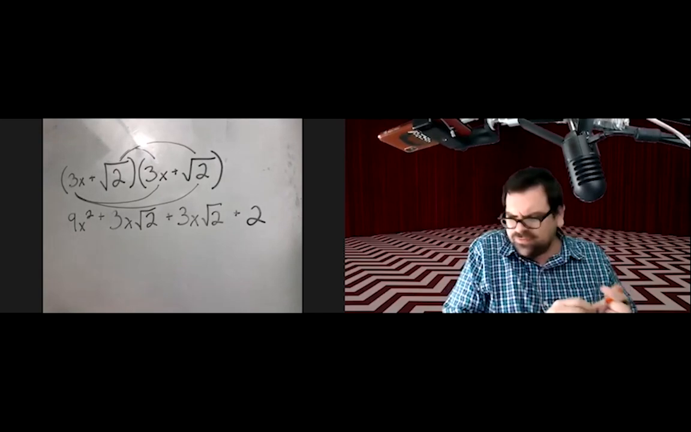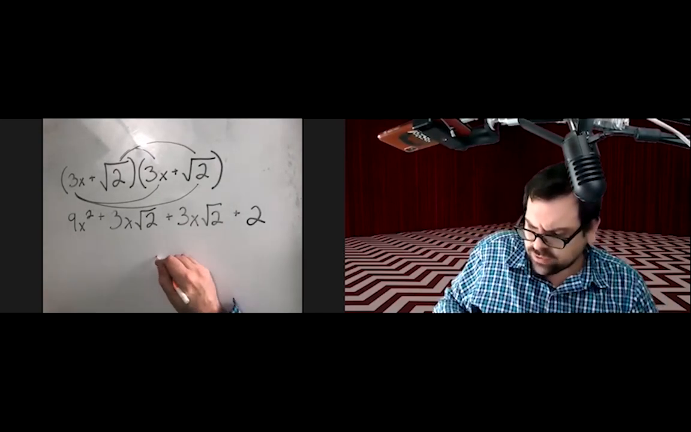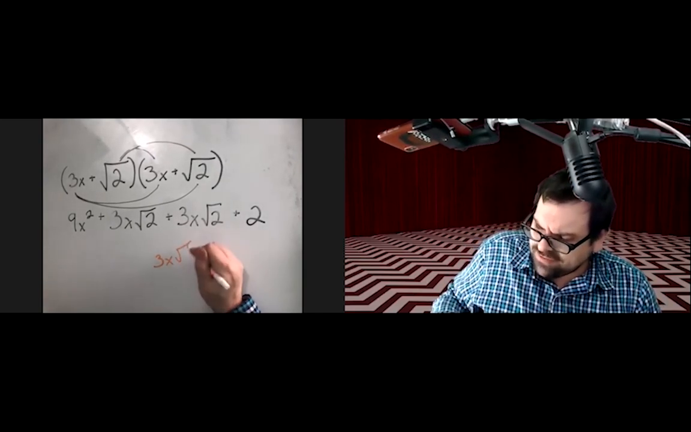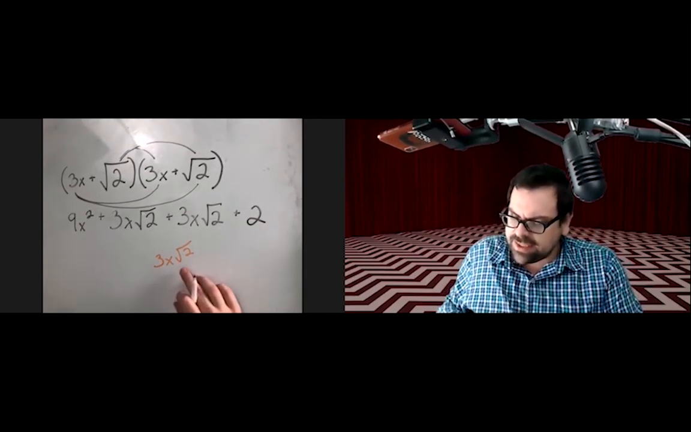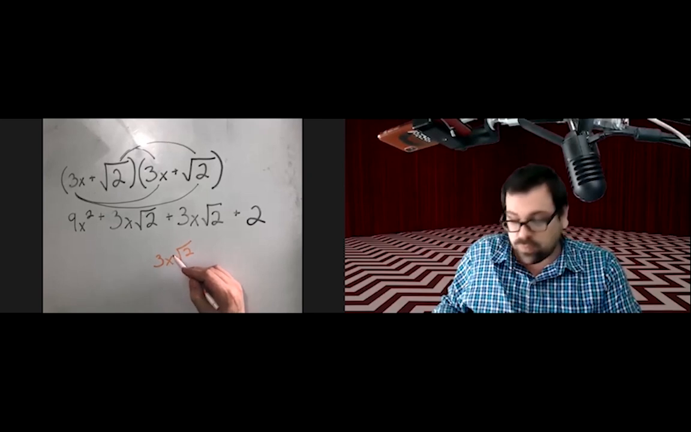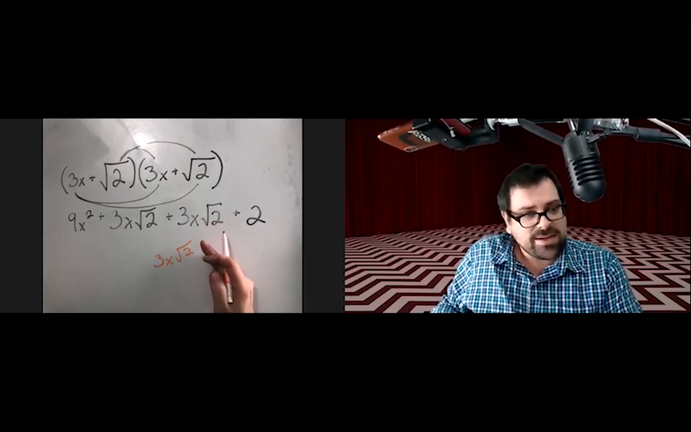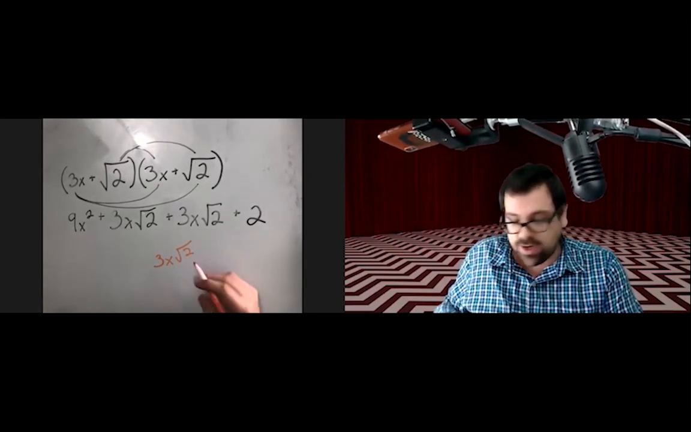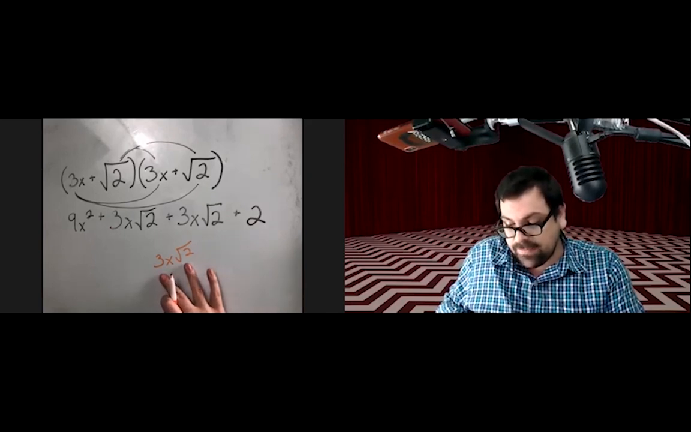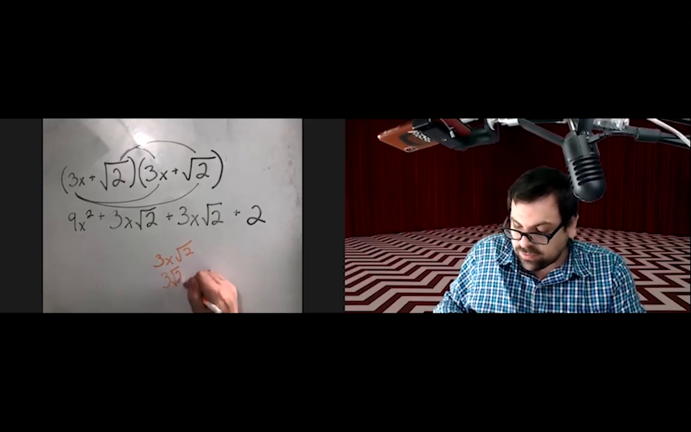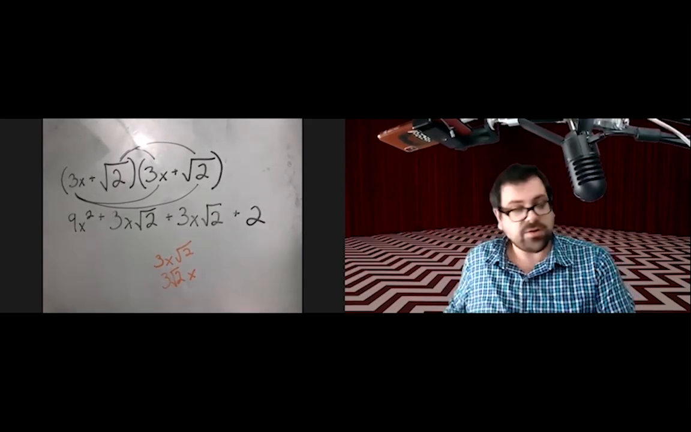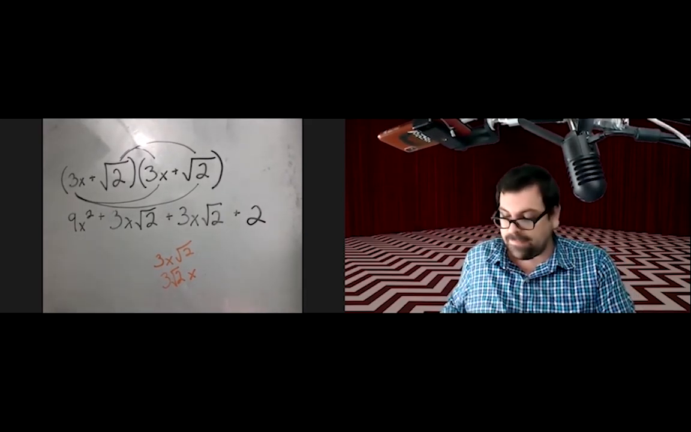And here I've written 3x radical 2, but the reason I've done that is because I like it when the radical is at the end. We don't have that confusion. Technically, the coefficient of x here would be 3 radical 2. This is 3 radical 2x.